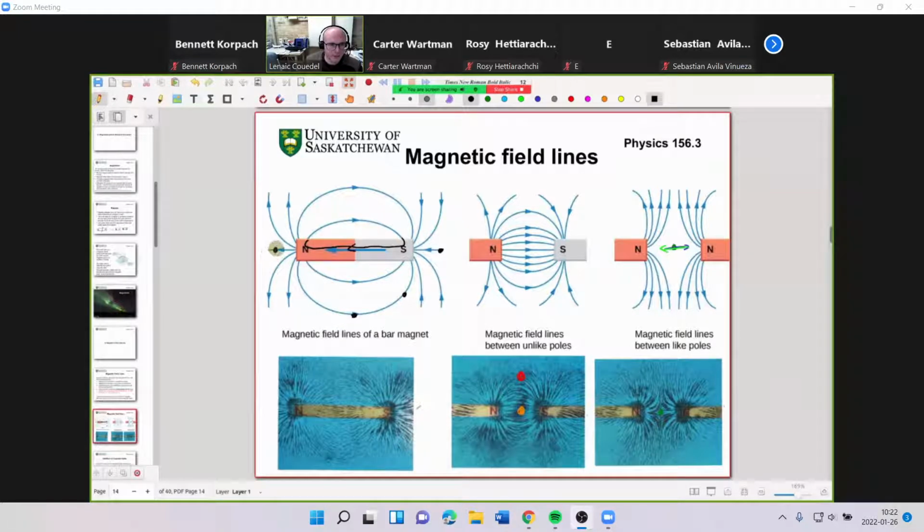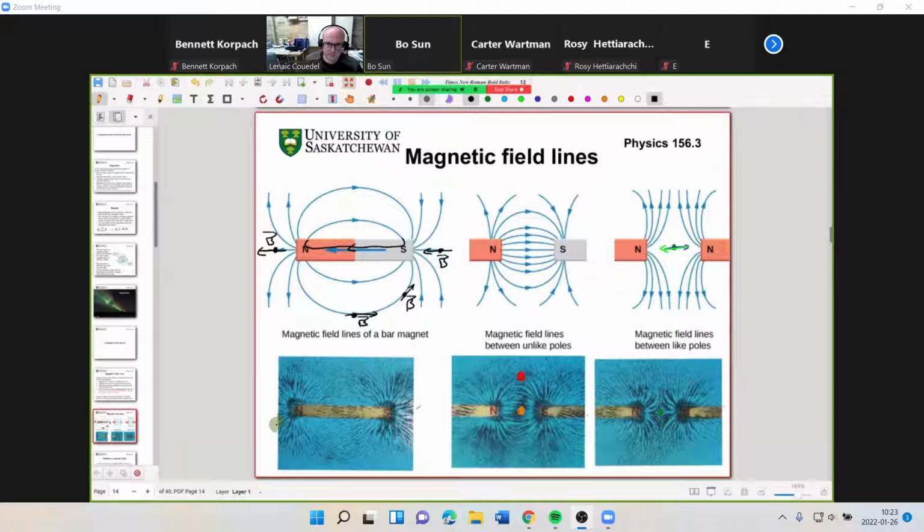So here's the magnetic field. If I just plot the vector, it will be like that. Here it will be like that. Here it will be like that. And here it will be like that. Okay, so always tangent to the magnetic field lines. Any question on this part?